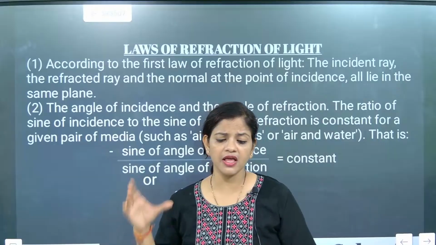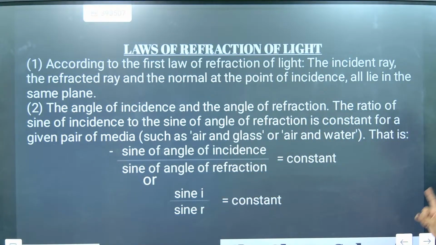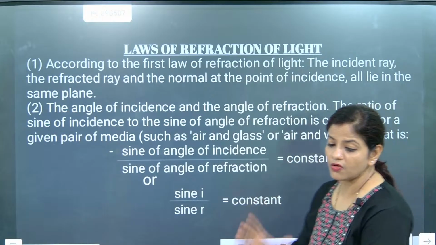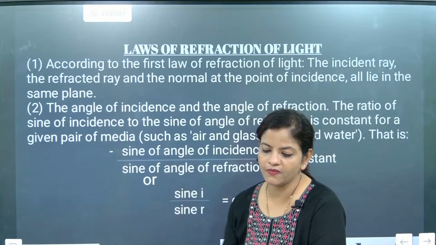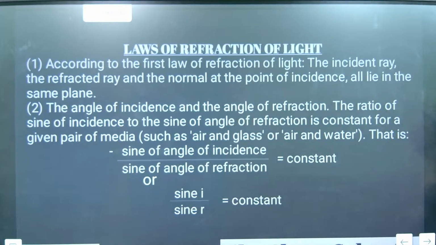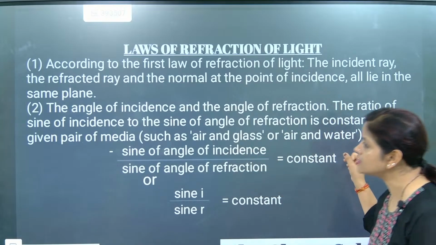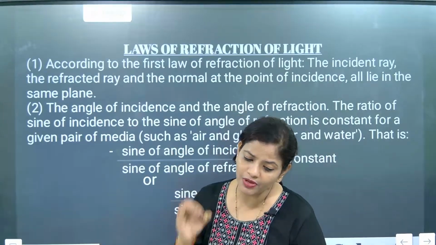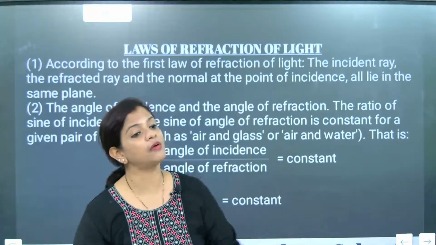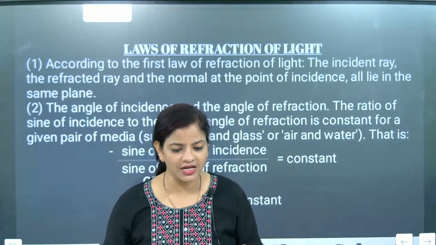I think my children are able to answer the second part. Can you answer the second part of the law? Because we have discussed so much about it. The ratio of the sine of the angle of incidence to the sine of the angle of refraction is constant for a given pair of media. What is the meaning of a given pair of media? Given pair of media means two different given mediums. Understood?